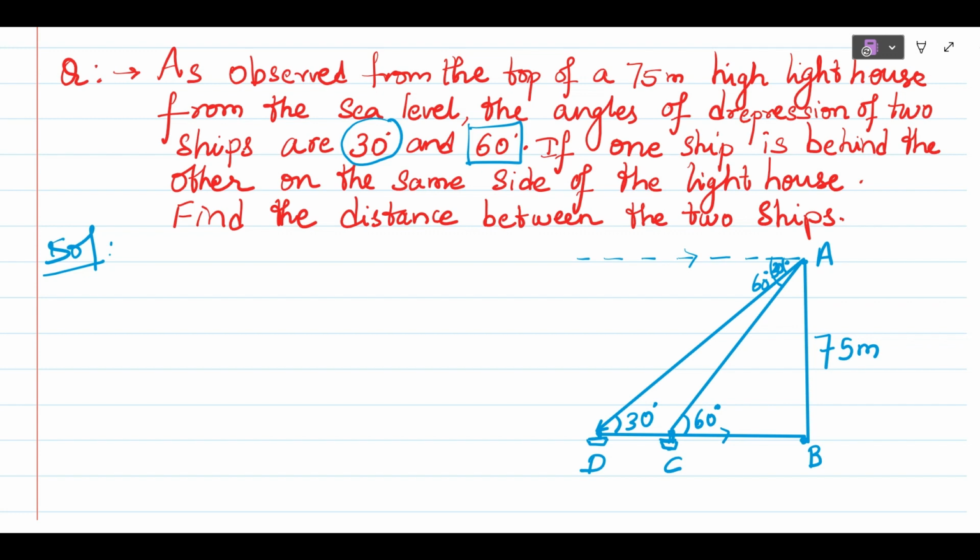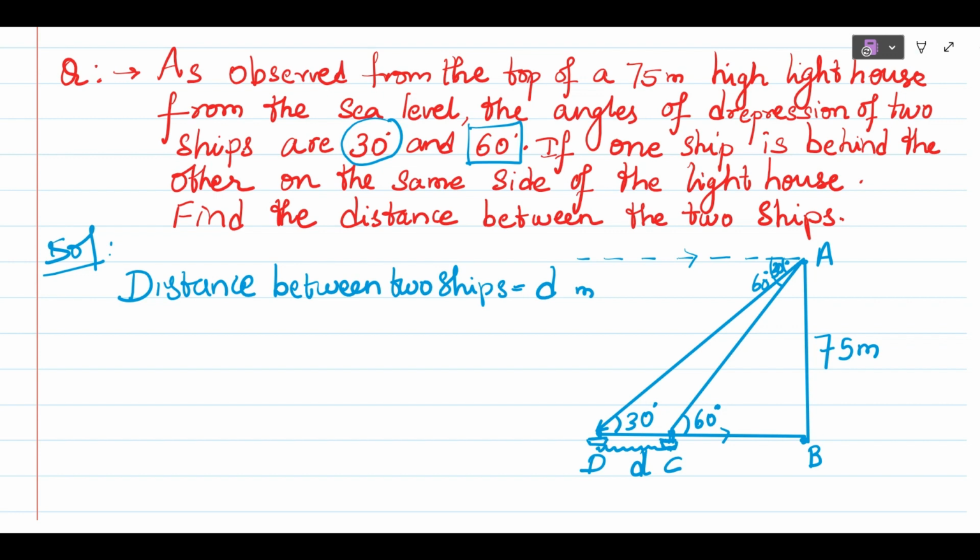If one ship is behind the other on the same side, find the distance between the two ships. So what distance do we have to find? The distance between the two ships, from point D to point C. Let us take the distance as small letter d. So let us write down: distance between two ships we have taken as d meters. Is it clear?